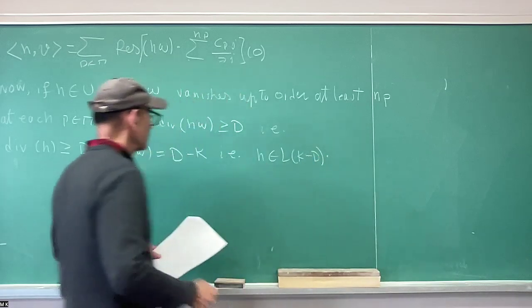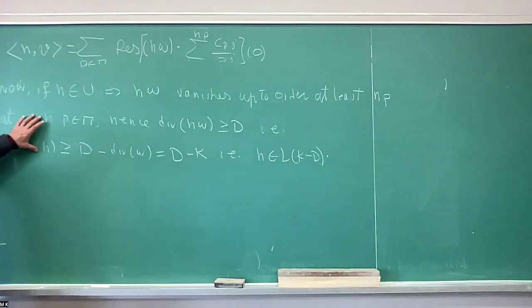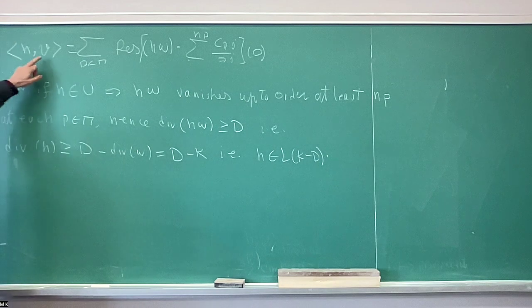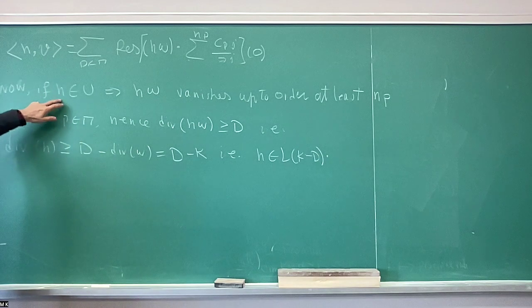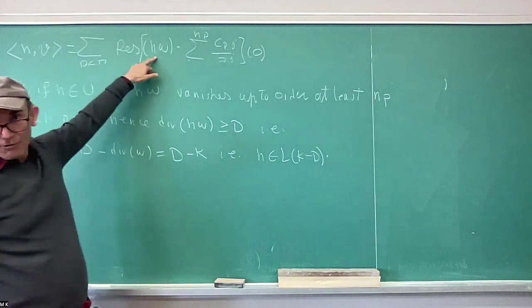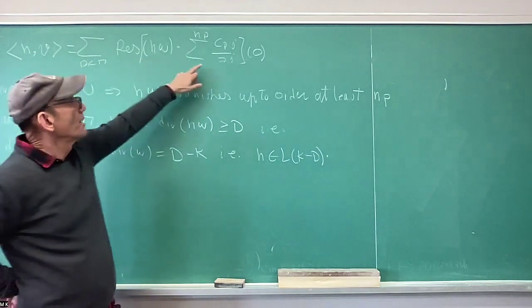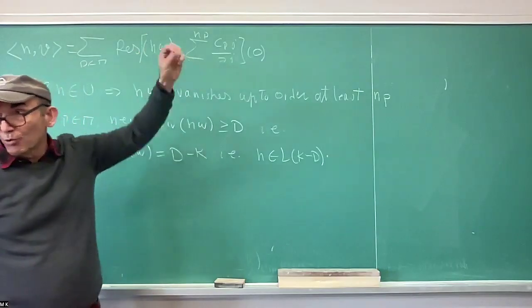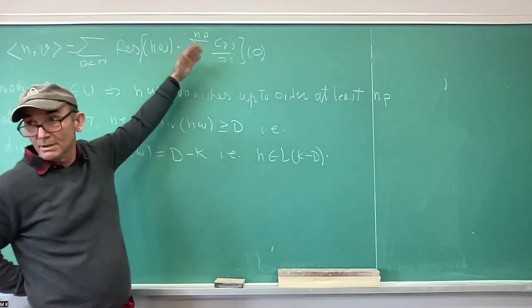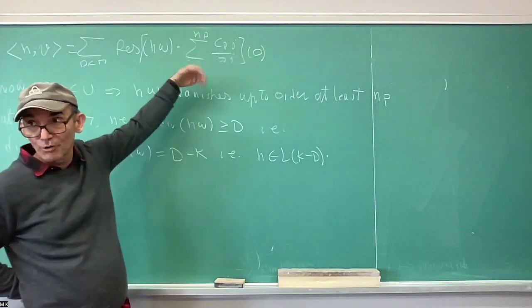So far, let's see why this is true. You see that? If H belongs to U, it means that the pairing of H and any V is zero. That's the way we define it, right? So what does that mean if H belongs to U? It means that if you multiply this meromorphic one form by this function, the residue at all points has to be zero, because this is true for all points, all components Vp for all P.